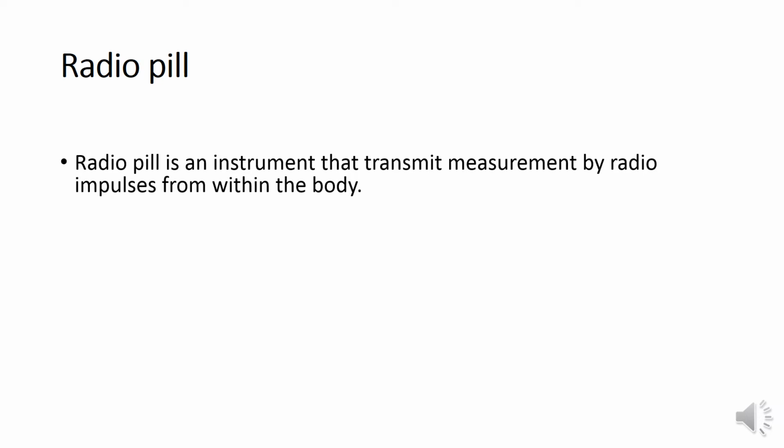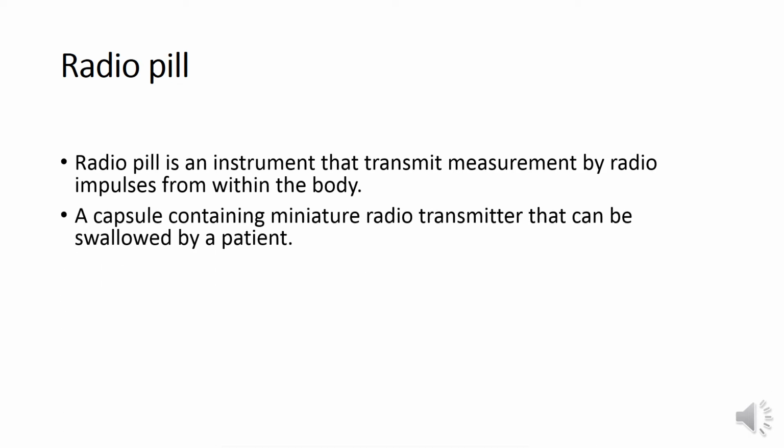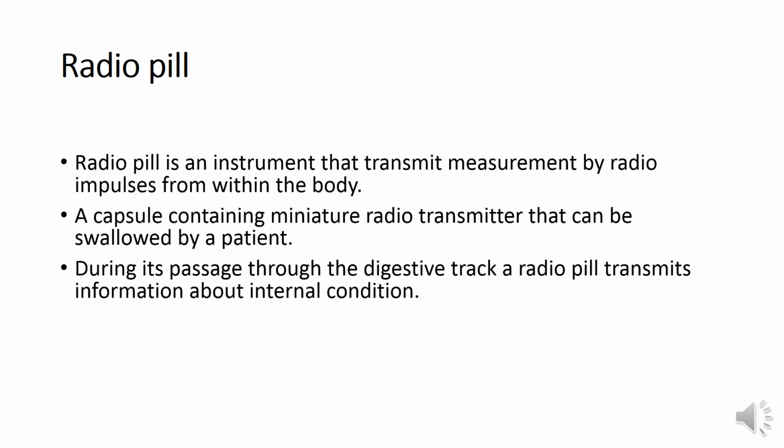First, what is meant by radio pill? The radio pill is an instrument mainly used to transmit measurements by radio pulses from within the body circulation. It mainly contains a radio transmitter, which is swallowed by the patient, so that we can easily pass messages about the internal condition and transmit the information easily.